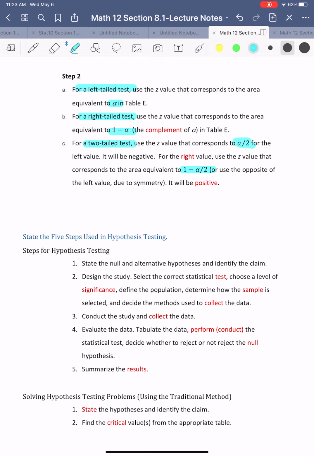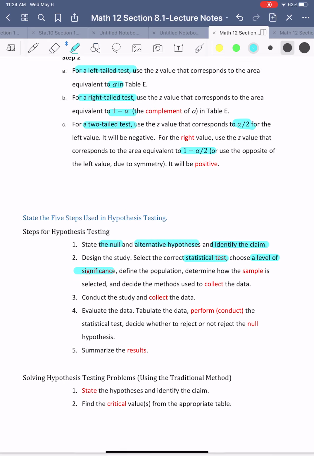State the steps to use in hypothesis testing. Step 1, state the null and alternative hypotheses, and then identify the claim. Number 2, design the study: select the correct statistical test, choose the level of significance, define the population, determine how the sample is selected, and decide the method used to collect the data. Number 3, conduct the study and collect the data. And then number 4, evaluate the data: tabulate the data, perform the statistical test, decide whether to reject or not reject the null hypothesis, and then summarize the results.